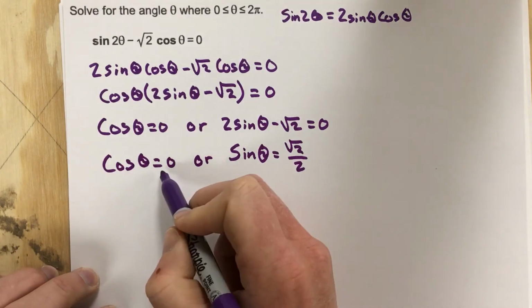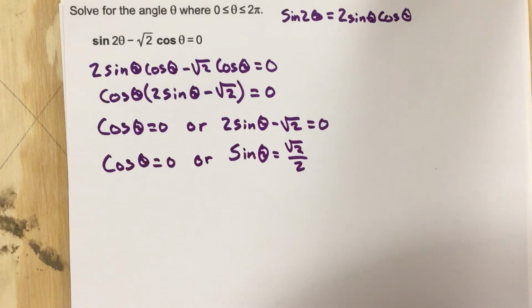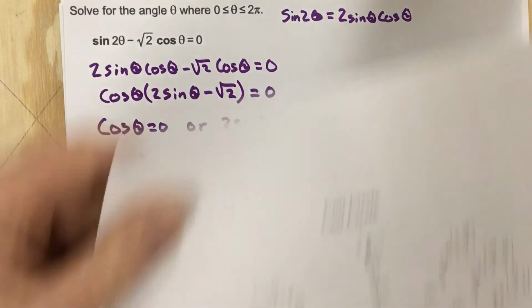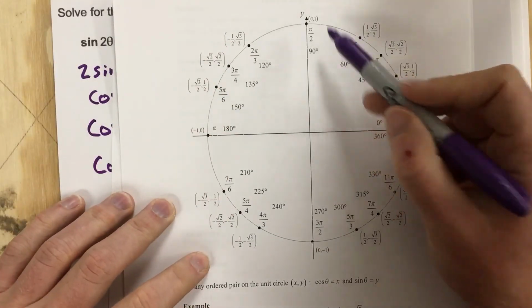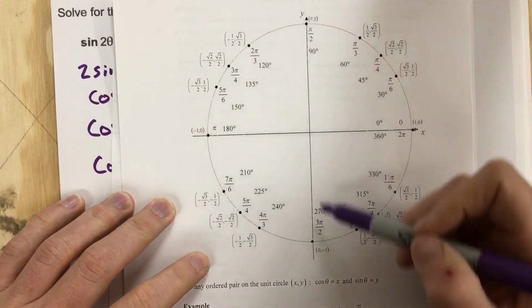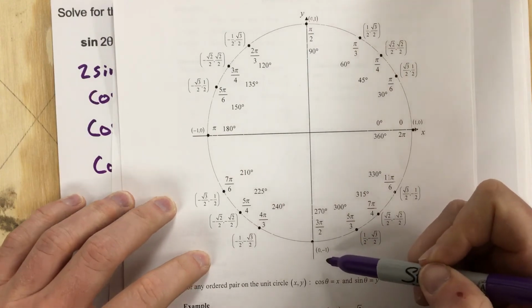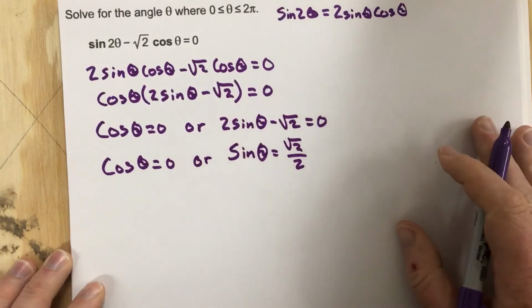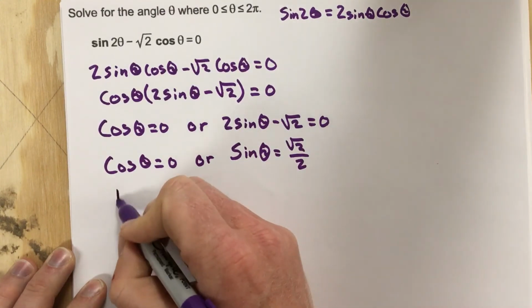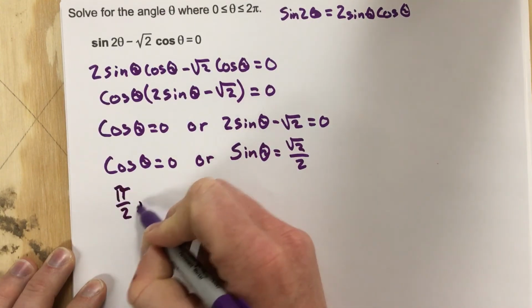When does cosine theta equal 0? Well, if I look at the unit circle, cosine is 0 at pi over 2 and 3 pi over 2. So I'm going to go ahead and write down pi over 2 here. So pi over 2 and 3 pi over 2.